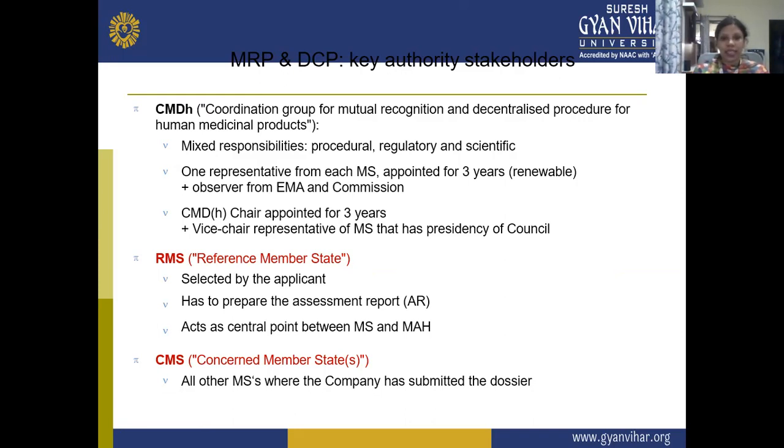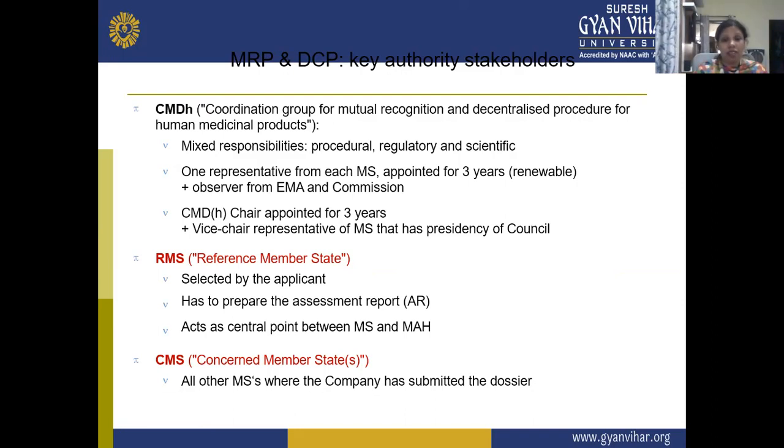Now, next is the MRP and DCP key authority stakeholders. So, what are these key stakeholders? First one is CMDh. CMDh is the Coordination Group for Mutual Recognition and Decentralised Procedures for Human Medicinal Products. So, this is the CMDh, and this is an authorized stakeholder for the MRP and DCP.